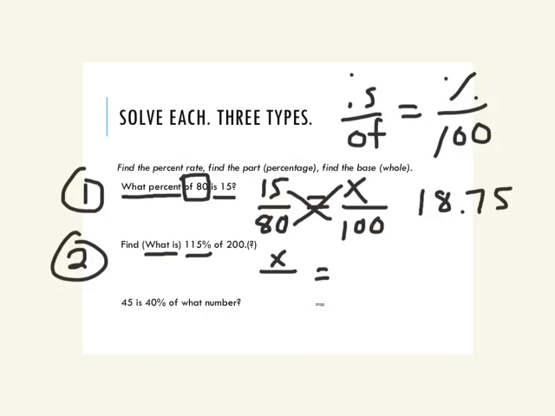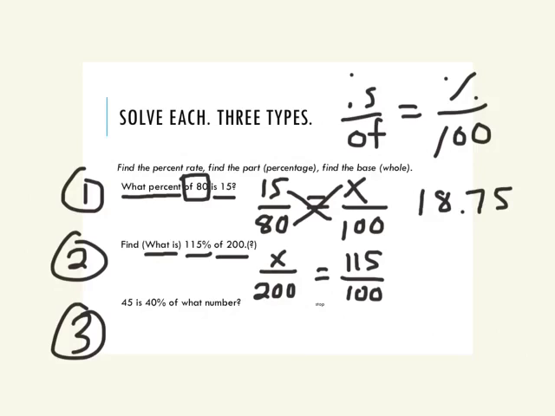115%, ooh, that's our percent. I see a percent symbol. So I'm going to put 115 in the top right. Of 200. So of 200, 200 goes on the bottom left, and then 100 is always on the bottom right. Now we have our proportion set up. I'm not going to go ahead and solve that because I think we already know how to solve proportions. So we'll go ahead and jump into example 3.